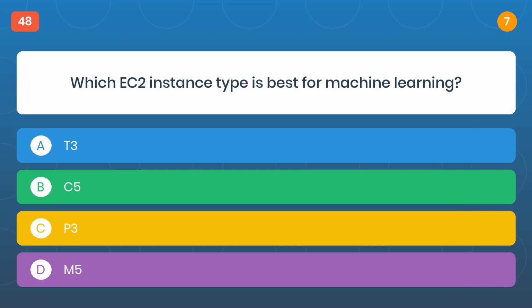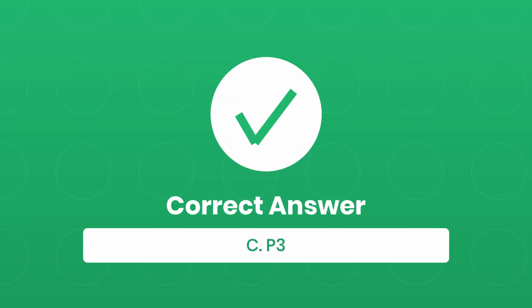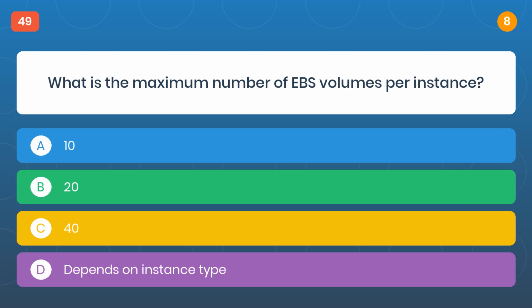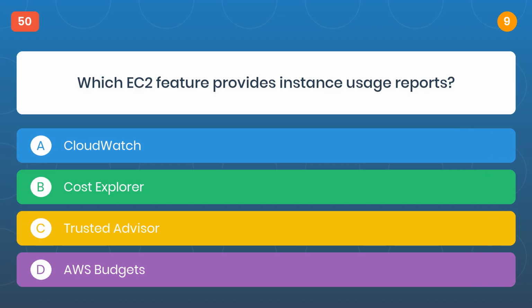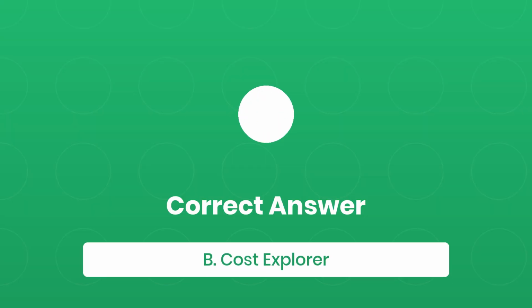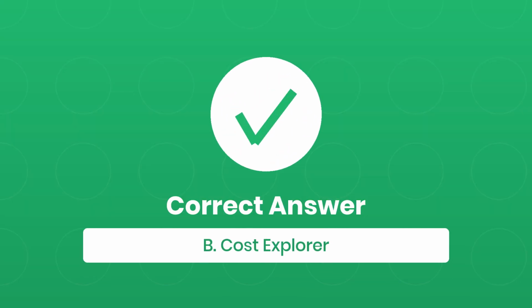Question 48. Which EC2 instance type is best for machine learning? The correct answer is C, P3. Question 49. What is the maximum number of EBS volumes per instance? The correct answer is D, depends on instance type. Question 50. Which EC2 feature provides instance usage reports? The correct answer is B, Cost Explorer.